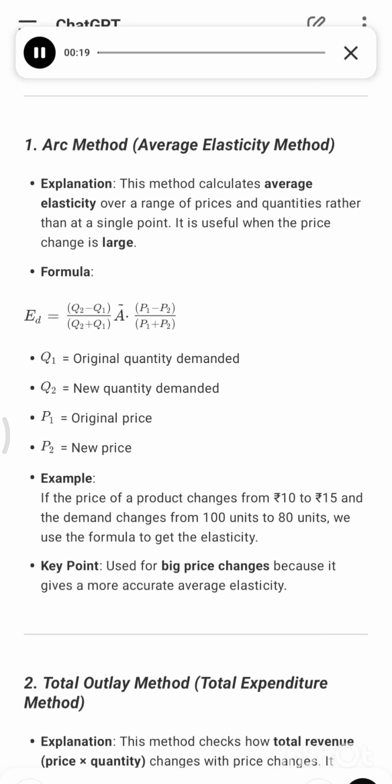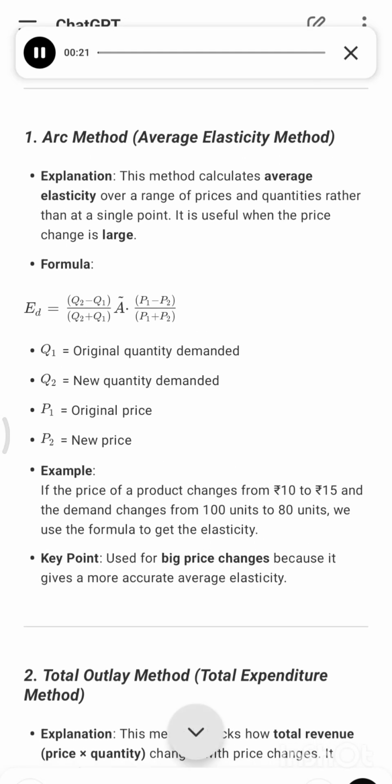1. ARC method, average elasticity method. Explanation: this method calculates average elasticity over a range of prices and quantities rather than at a single point. It is useful when the price change is large. Formula: ED equals (Q2 minus Q1) divided by (Q2 plus Q1), times (P1 plus P2) divided by (P2 minus P1), where Q1 equals original quantity demanded, Q2 equals new quantity demanded, P1 equals original price, P2 equals new price.